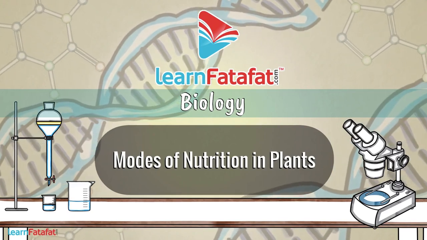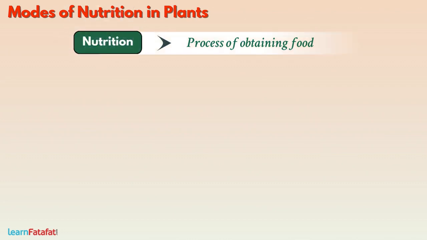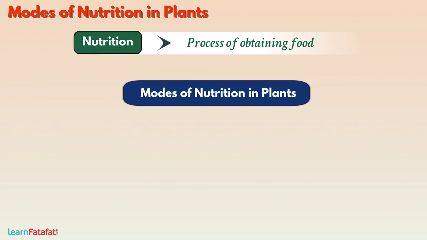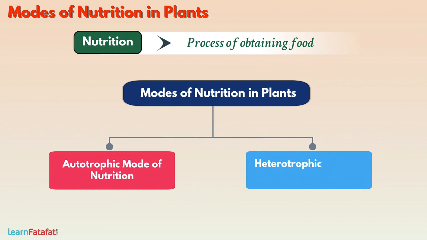Modes of nutrition in plants. The process of obtaining food is called nutrition. There are various ways by which plants obtain their food. Basically, we can classify nutrition in plants as autotrophic mode of nutrition and heterotrophic mode of nutrition.